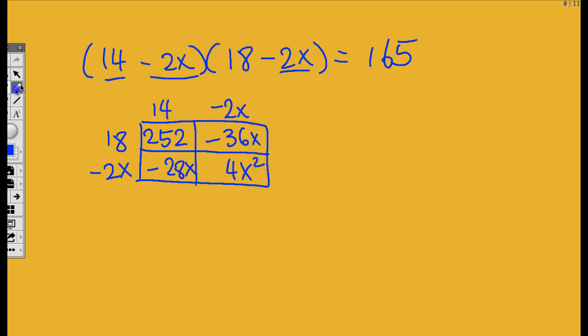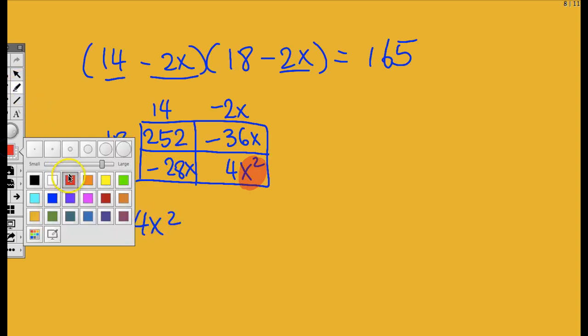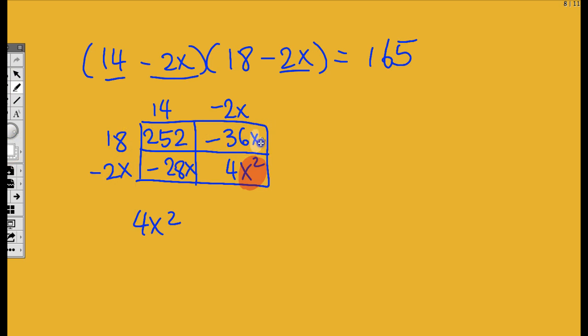So again, we're doing the thing we do all the time. The x squared is all by itself. There's no other ones that look like that. So we have 4x squared. And then we're going to go ahead and combine the x and the x together. So I'm going to copy the x. Negative 36 plus negative 28. It's the same symbol, so we keep the symbol. And when we add the two numbers, it's going to be negative 64, right? And then the number by itself is 252. And that equals what? 165.